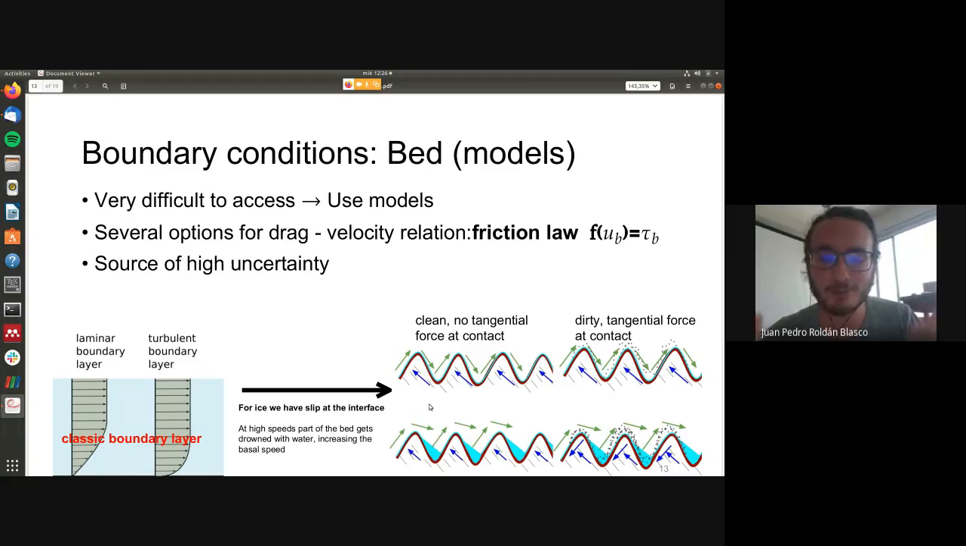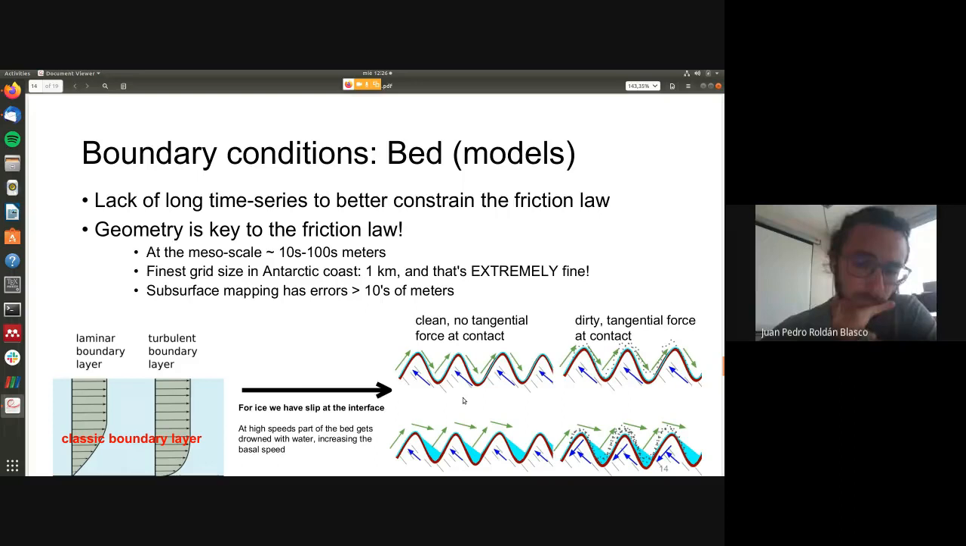So we have our domains, we have our very nice velocities from the satellite data. We don't have much idea of the geometry at the bed, of this shape. But in the end, we don't really have a good link between the velocities that we have at the ice bed interface and the drag that we are supposed to balance.